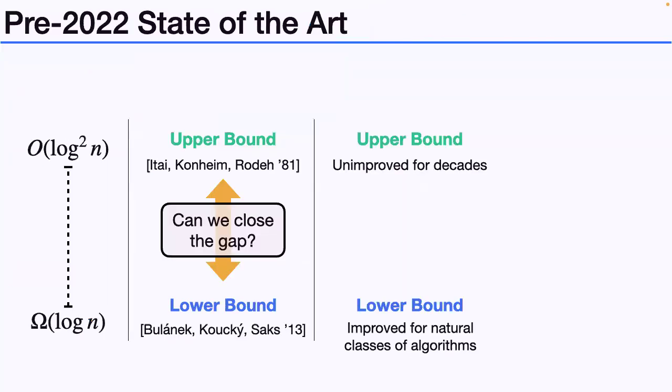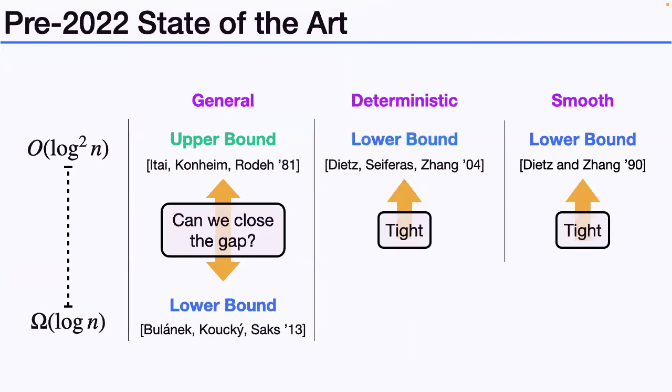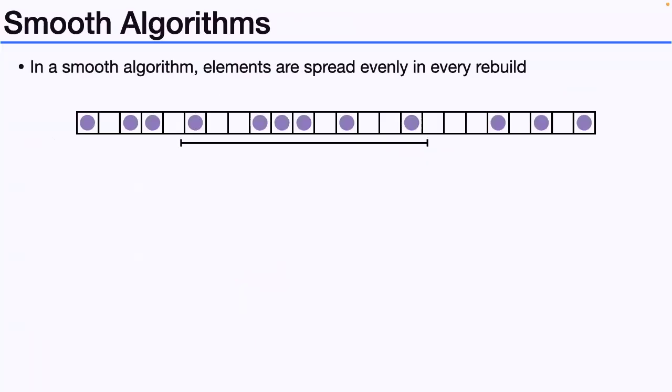Another is that corresponding log squared lower bounds were found for various natural classes of algorithms. The first of those is deterministic algorithms. Dietz, Seiferas and Zhang showed that log squared is tight if your algorithm is required to be deterministic. And then the other natural class of algorithms is called smooth algorithms.